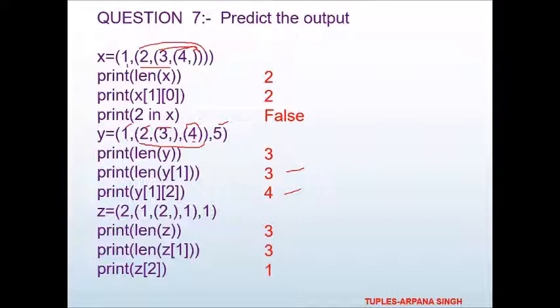This is z, length of z. Again join the bracket. This is 1. This is 1. So how many elements are there in the outermost bracket? First element, and from here to here it is the second element and the third element. So 3 elements are there. Length of z[1]. This is 0 and this is 1 from here to here, from this bracket to this bracket. So first element, second element and third element. So 3 elements are there. z[2]: this is 0 and here it is 1 and this is 2. So it will print 1.